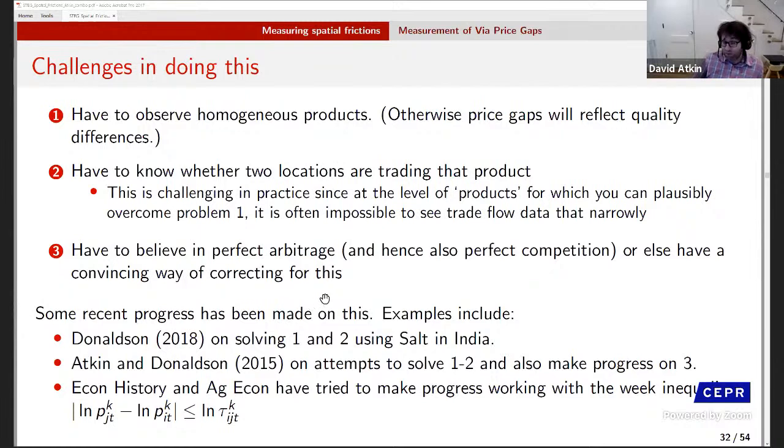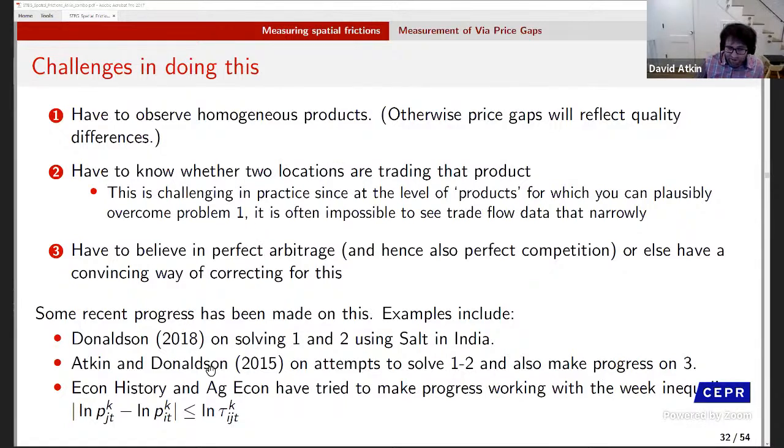The third challenge is we have to believe in perfect arbitrage, which also means believing in perfect competition, that enough people are coming in competing away any rents from arbitrage, or we have to correct for this. So I'll talk in a few minutes about Dave Donaldson's paper on railroads in India that solves problems 1 and 2 using salt.